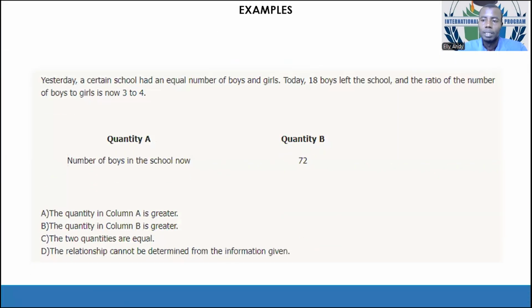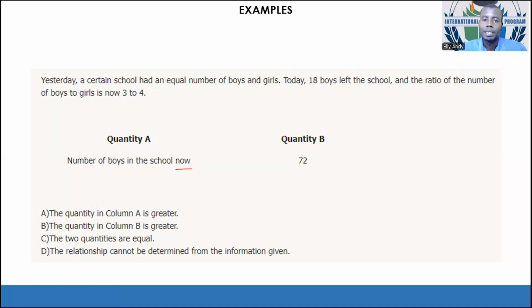So let's look at this one. Yesterday, a certain school had an equal number of boys and girls. Today, 18 boys left the school, and the ratio of the number of boys to girls is now 3 to 4. So we want to compare the number of boys in the school now and 72.